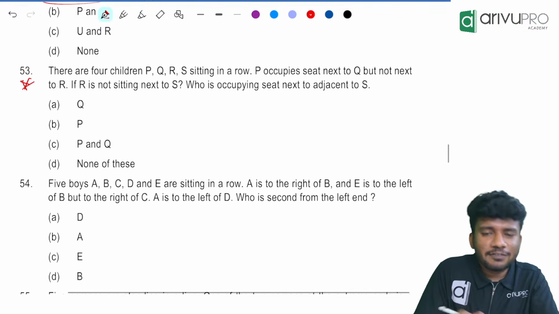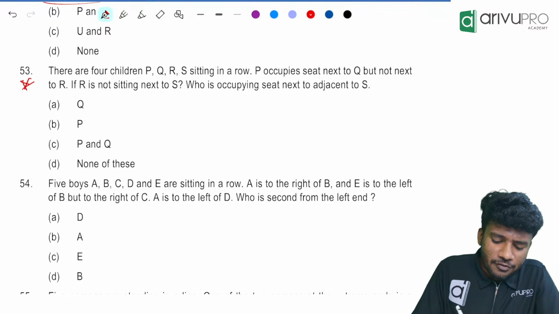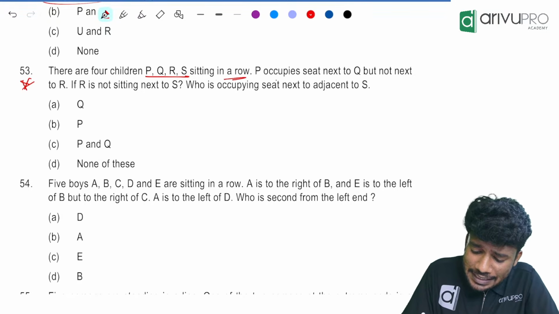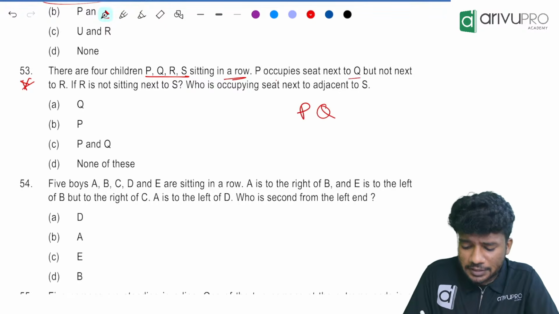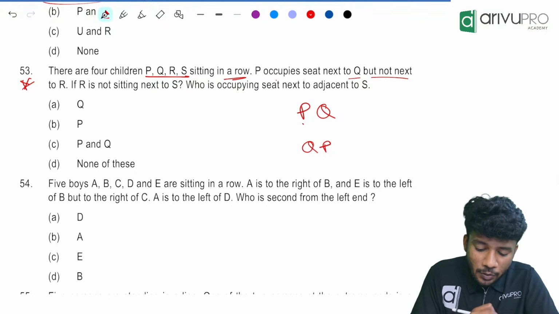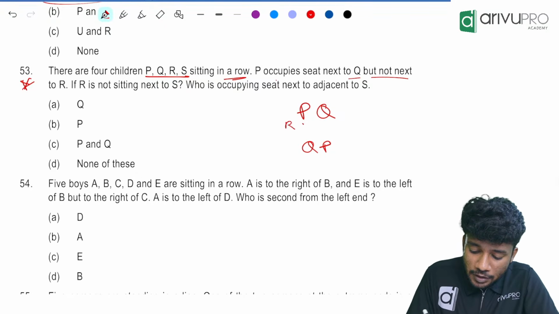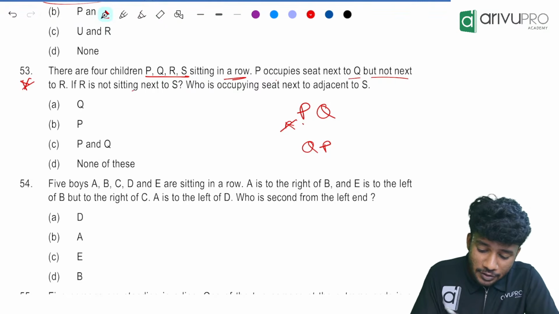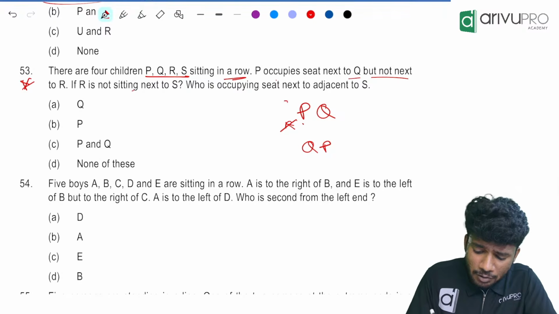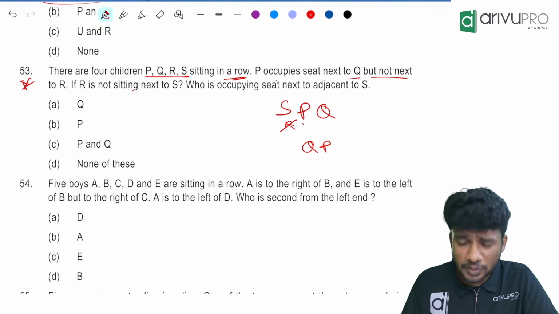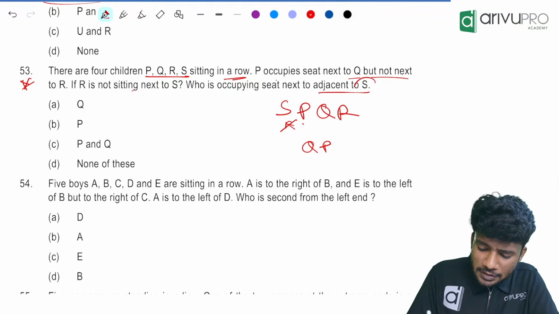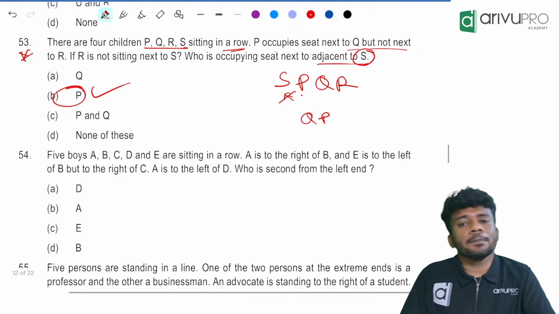Another question which we have done multiple times in class. There are 4 children P, Q, R, S sitting in a row. P occupies seat next to Q, which means either it can be PQ or QP, but not next to R. That means P and R cannot sit together. R is not sitting next to S also. That means S should be sitting next to P, then R should be sitting next to Q. Now tell me who is occupying seat next to S? Answer is option B, P.